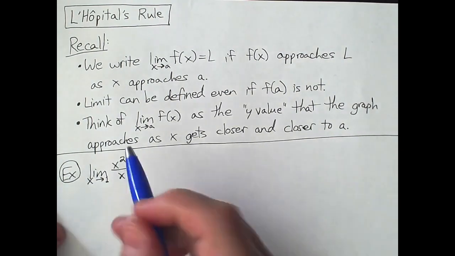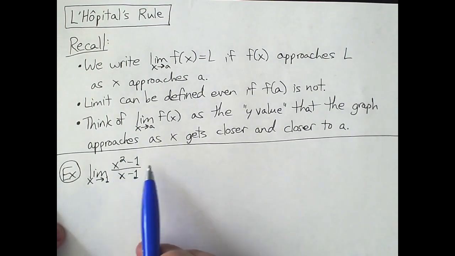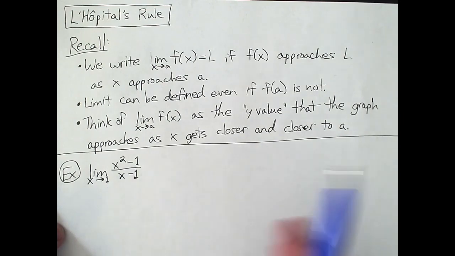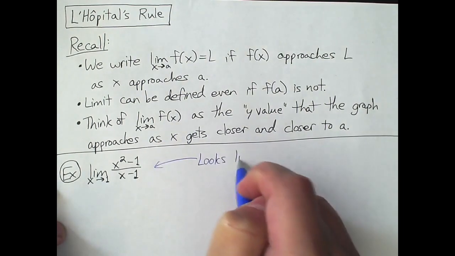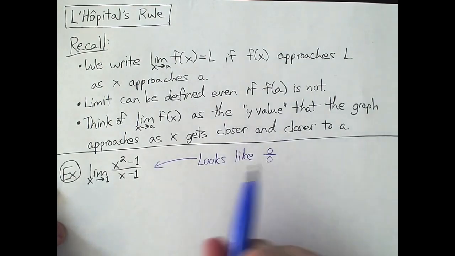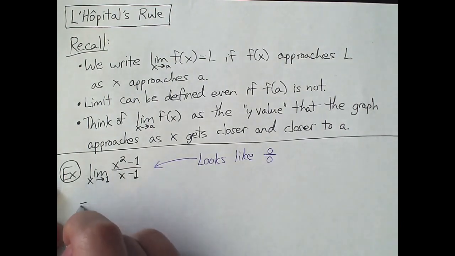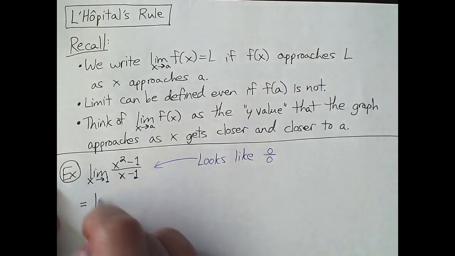Well, if x goes to 1 in the numerator, then the numerator looks like it's going to 1 minus 1, which is 0. And in the denominator, it also looks like it's going to 1 minus 1, which is 0. So I'm going to say that this looks like 0 over 0. Looks like is not a very formal mathematical term, but we've seen limits like this before, and we know that it might actually equal something if we factor and cancel. So that's how we dealt with this.